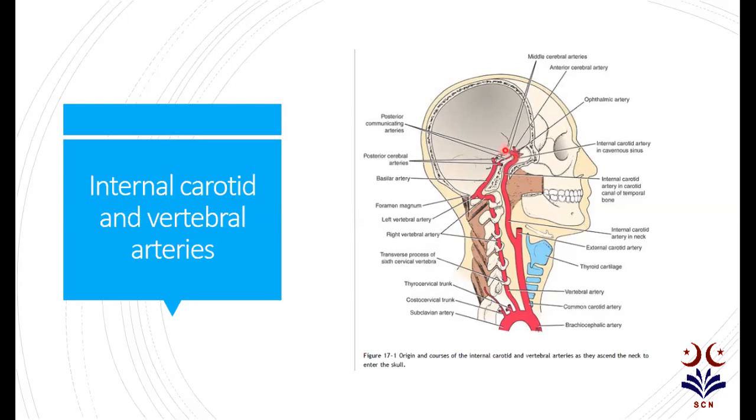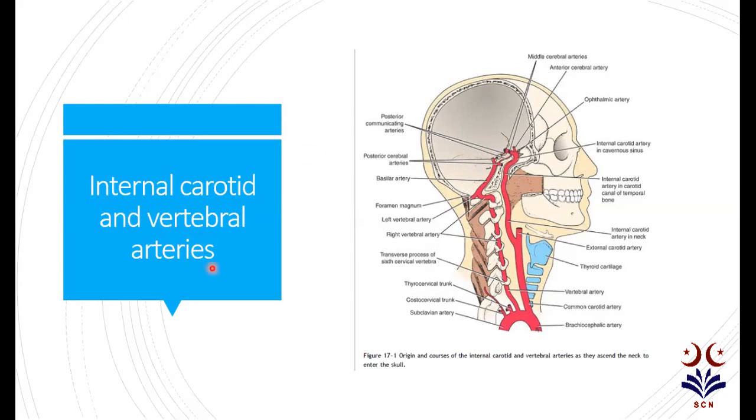So this is the entry of the internal carotid artery. Recall the knowledge of the skull anatomy from the head and neck, and you will come to know how this internal carotid artery enters the cranium, and what is the relation to the various foramina, like the foramen lacerum.